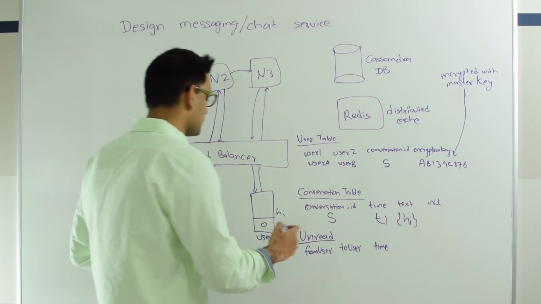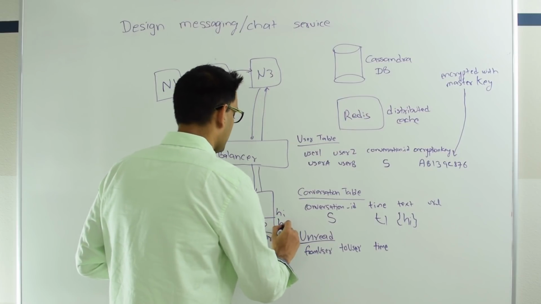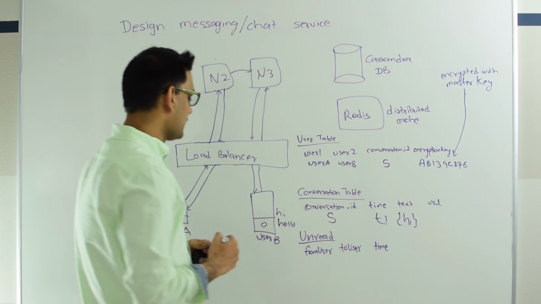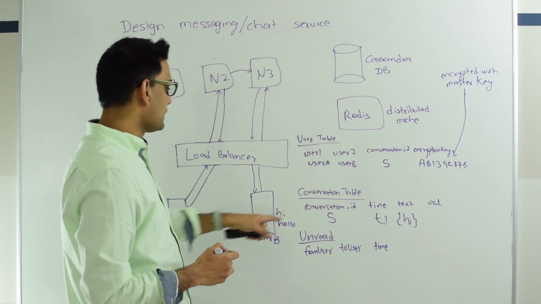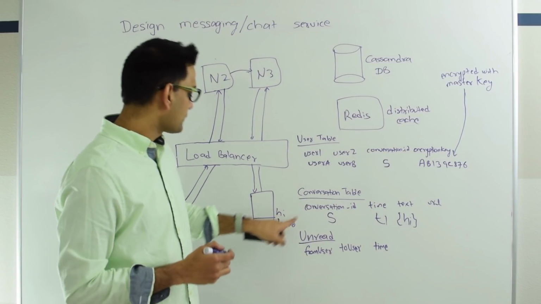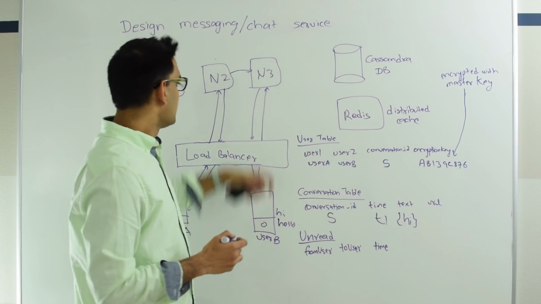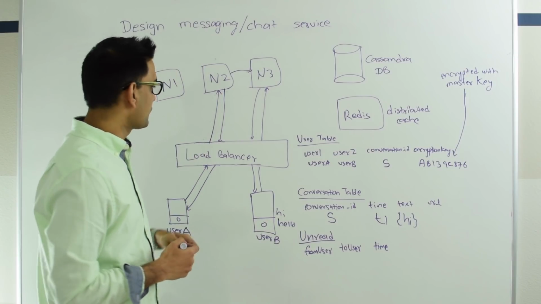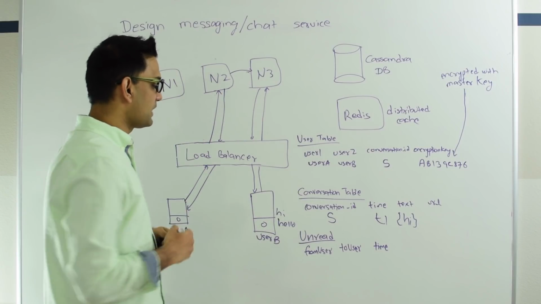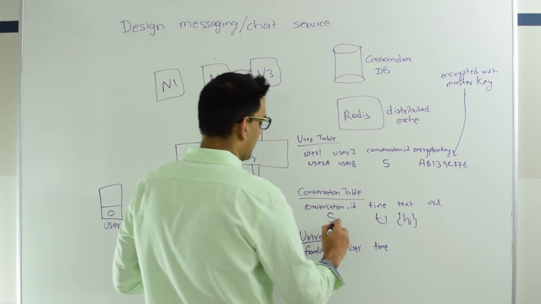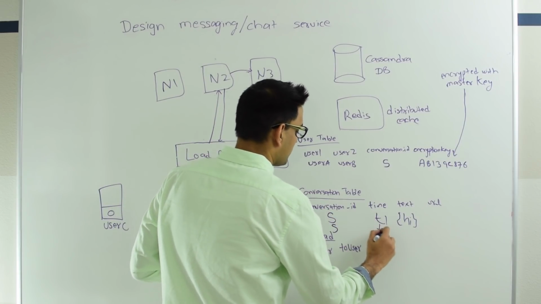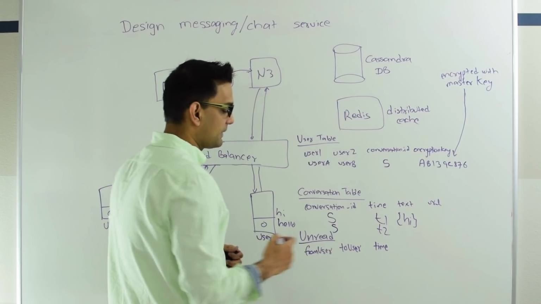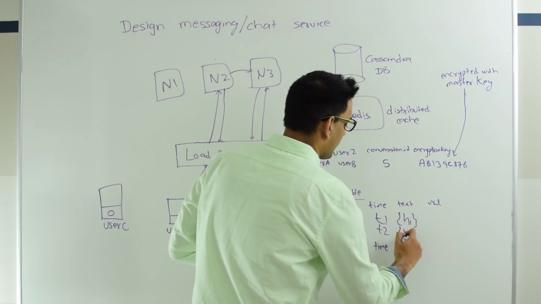And if user B wants to send a response to that, say hello, then again the reverse of this is going to happen. He already has this information, so he encrypts hello with this encryption key, and sends it out to N3 with the conversation ID and the fact that it's going to user A. N3 will first persist that information in the conversation table, so 5, and say T2. Again, T1 and T2 will be unique, and then hello.